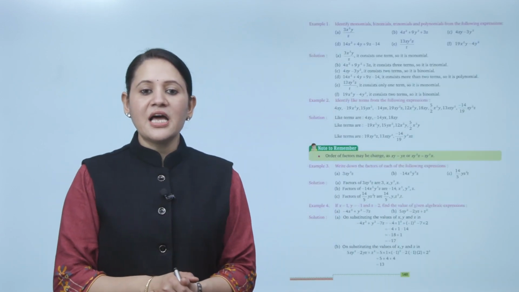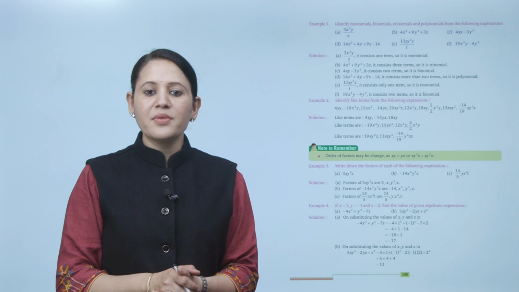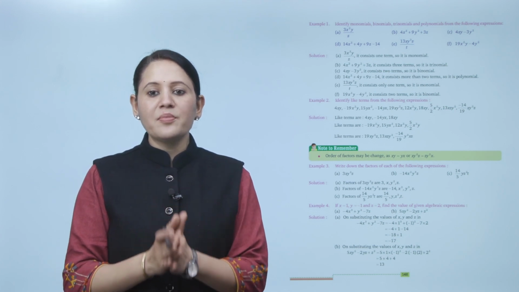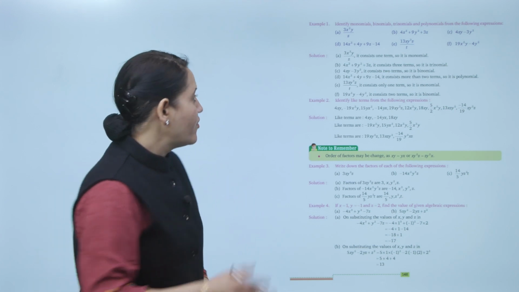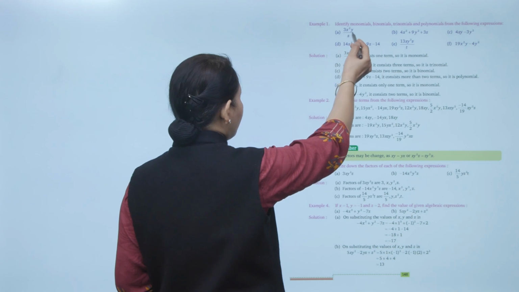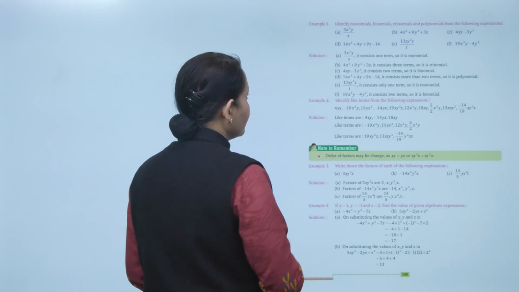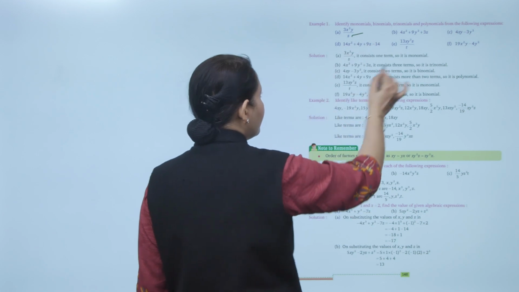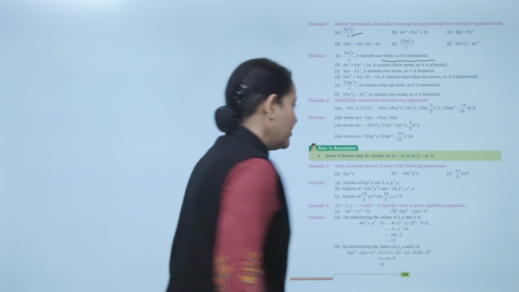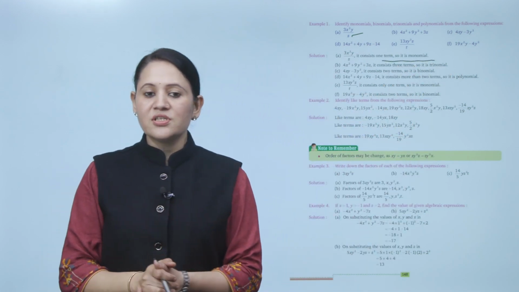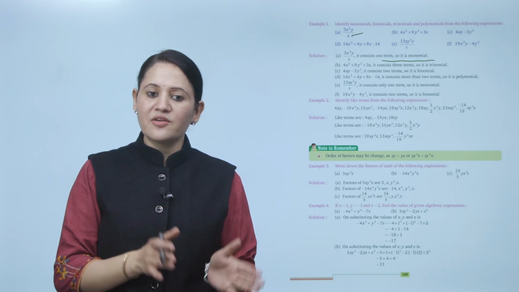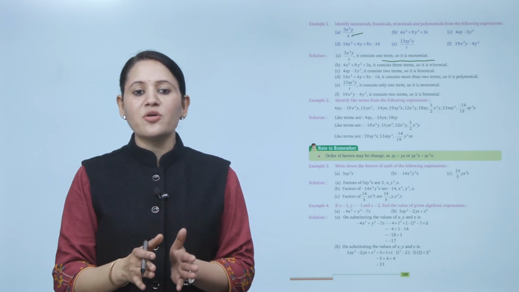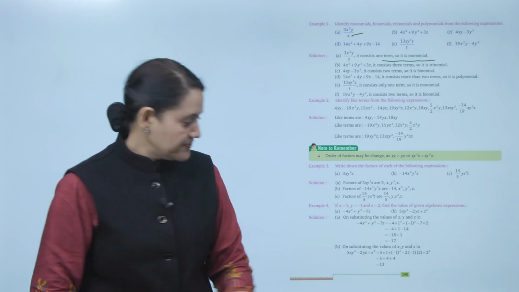Now we'll take an example. Identify monomial, binomial, trinomial and polynomial from the following expressions. First one is 3x square y upon z. It consists of only one term, so it is a monomial. Clear? So this is how you can identify whether the given expression is a monomial, binomial or trinomial. Clear?